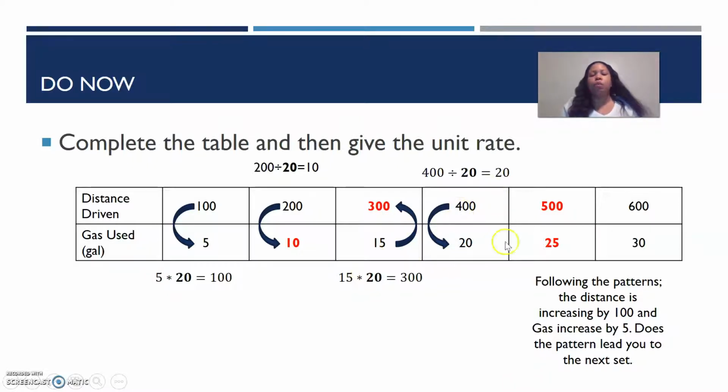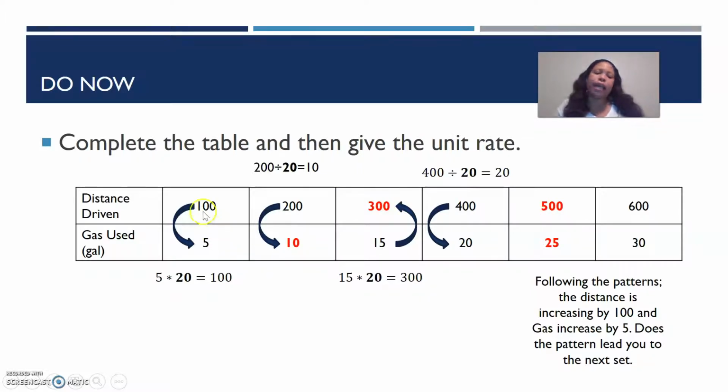Now with this one, we see that it already gave us a value, but I want to go ahead and check to make sure that our rate of change is constant. So basically, how do I get from 40 to 20? I'm going to divide by 20. So therefore, I'm going to keep the same pattern. What I want to do is see what my pattern was from here to here to here to here to here, to make sure that I know how to get here.